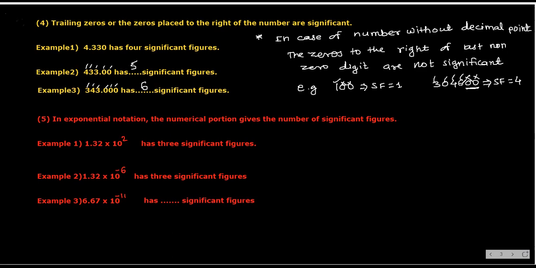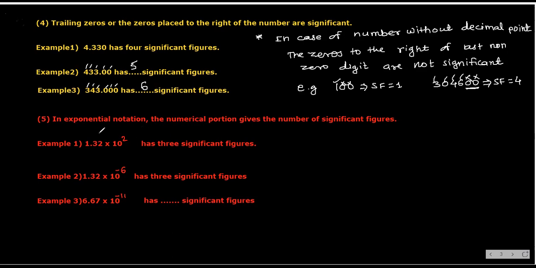So only you have to keep it in mind: if a decimal point is there, trailing zeros are also significant. But if there is no decimal point, and a number is there, then the trailing zeros are not significant. This is the difference between numbers with decimal and without decimal. This point you have to keep in mind.